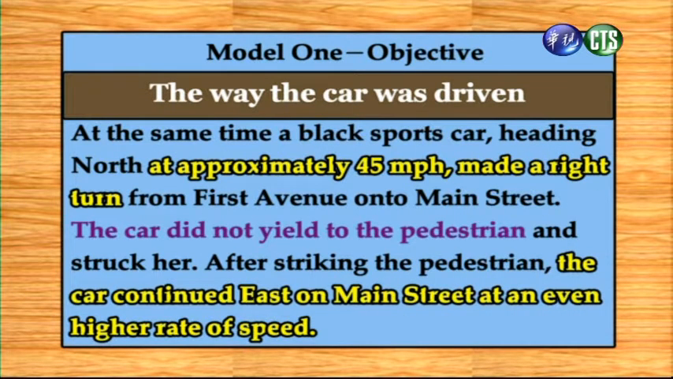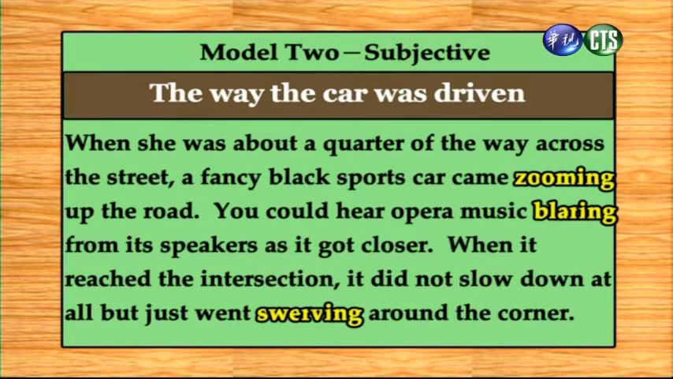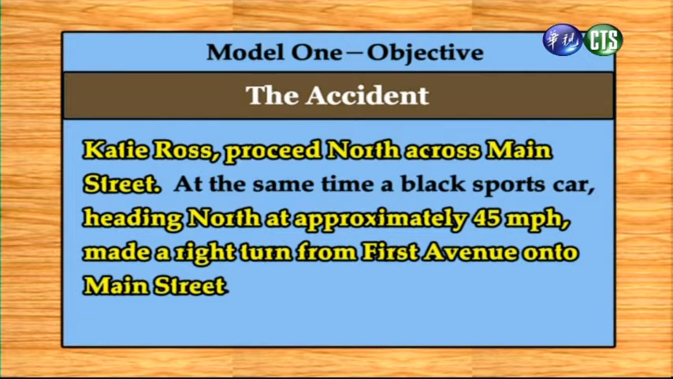And now, as we go on to how the car is driven, we can see in the objective version we have some facts about the speed of the car and the direction it was turning. While in the subjective version, we focus more on the way the car was driven, such as with words like zooming and blaring and swerving to describe the feeling you get as you watch the car moving.